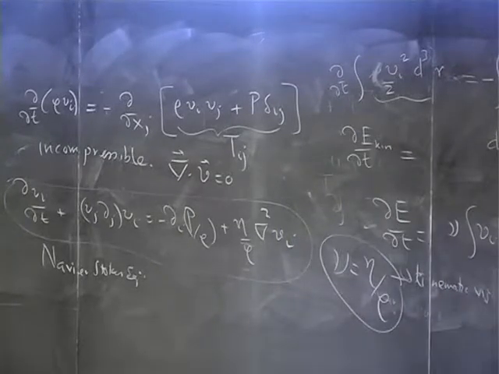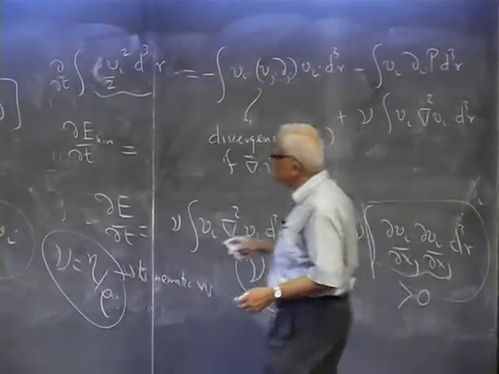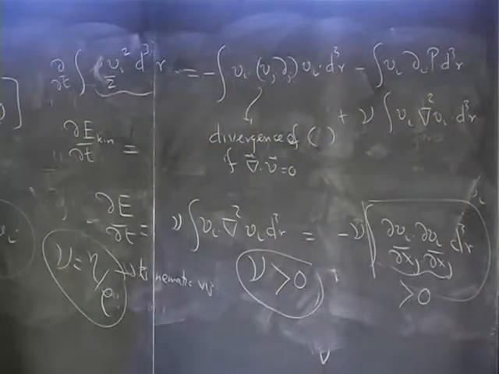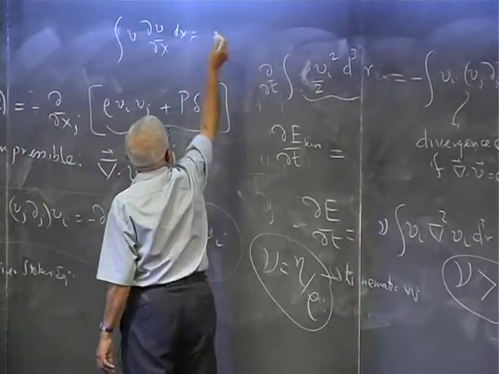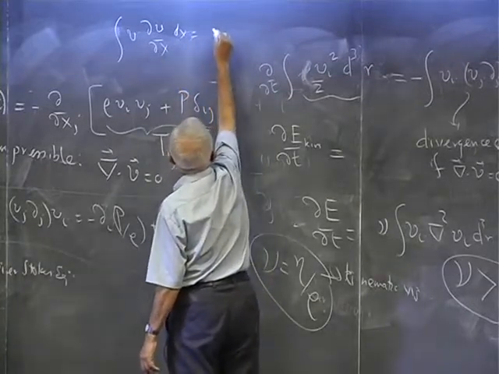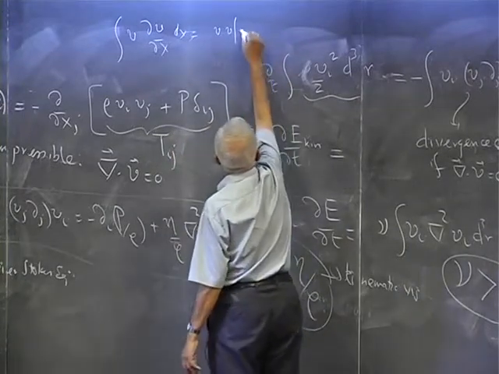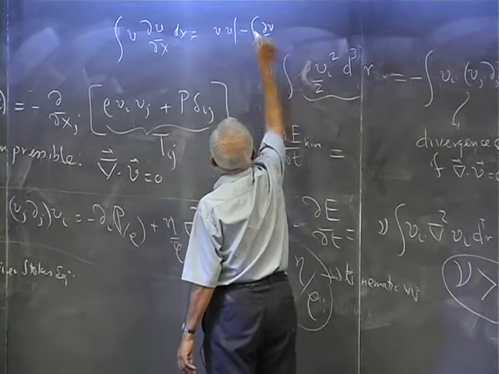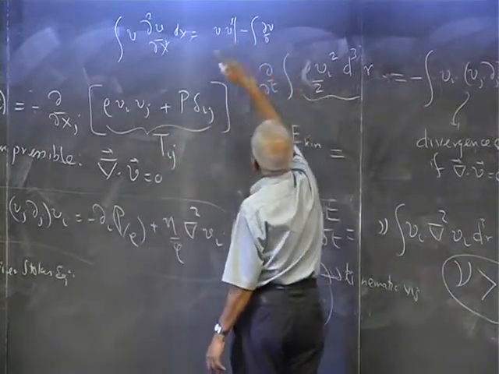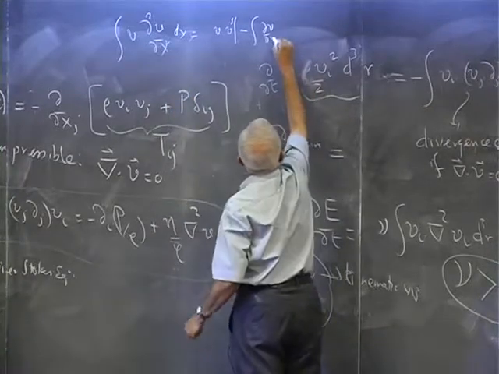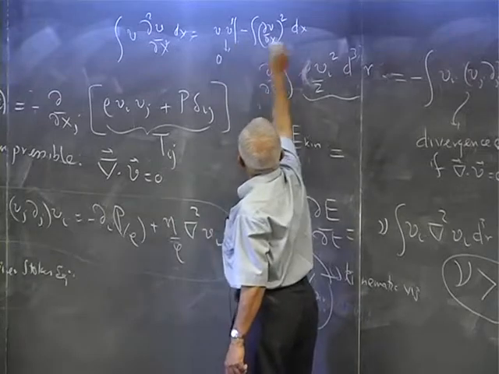I did an integration by parts on this one over here. Suppose I have v dv/dx and I'm integrating by parts. The answer would be v, evaluated between the boundaries, minus the integral of v prime between the boundaries, which is (∂v/∂x) whole square dx. So this boundary term goes to zero, and that remains.